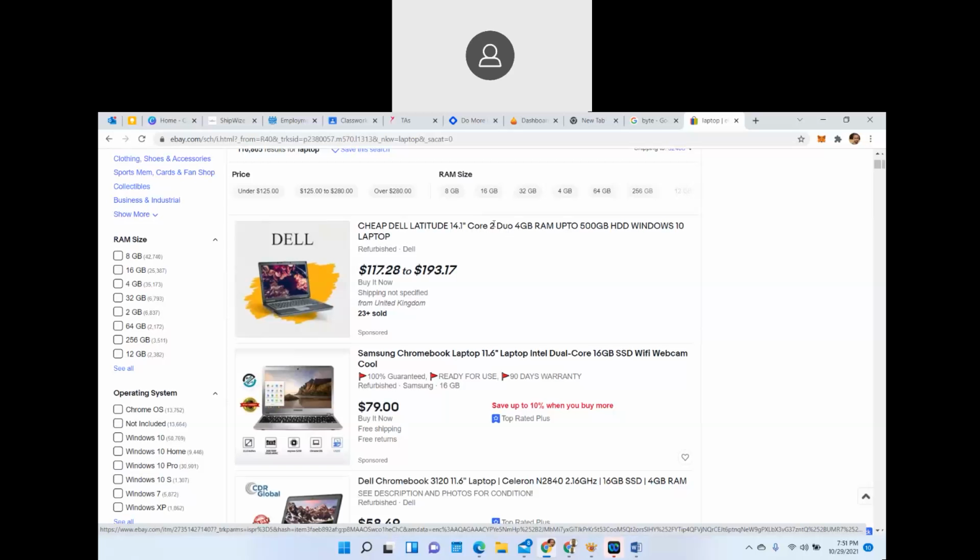Core 2 Duo, they're talking about the type of processor that's inside of it. 4 gigabyte RAM. How much random access memory do they have? And remember, the more RAM you have, the more programs and data you can open and use at one time. 500 gigabyte hard drive. HDD means hard disk drive. This has to do with how much data your computer can store. What do you want your computer to do, right? Windows 10, that's the operating system, right?